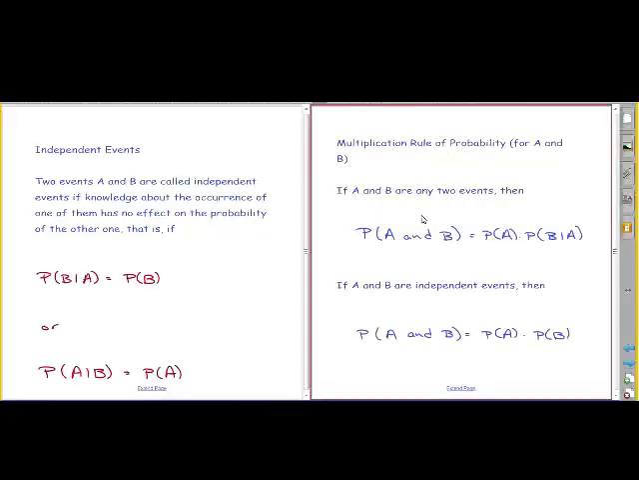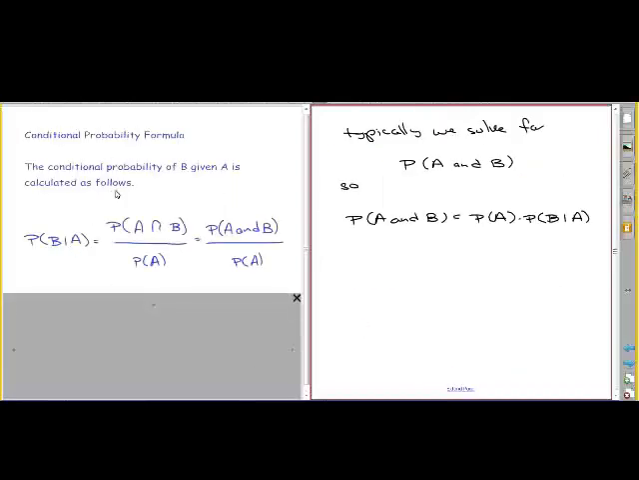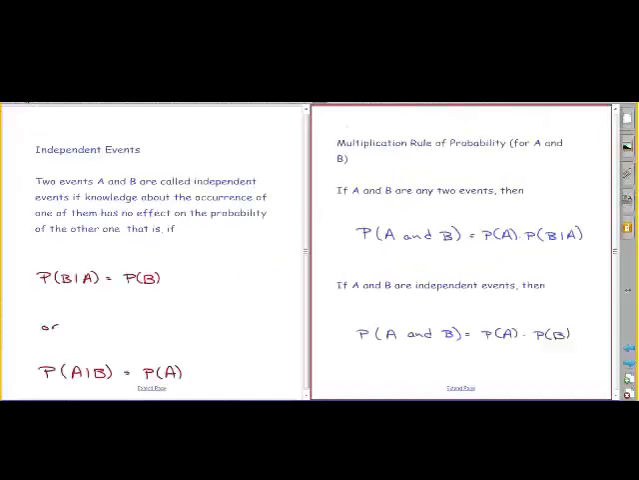So here is the multiplication rule of probability. Well, actually, I already wrote this down. So this is what it's officially called. The multiplication rule of probability, all we're doing is using the definition of the conditional probability formula, and we're just solving for the and part of it.